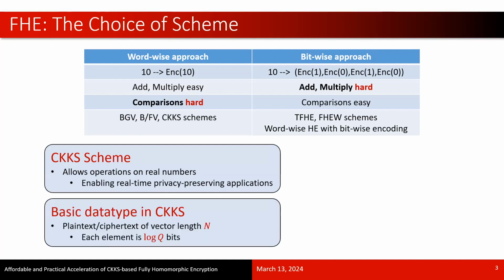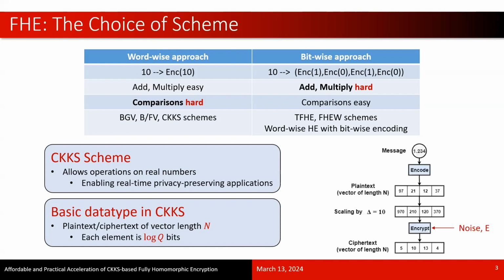The basic data type in the CKKS scheme, because of the underlying ring learning with errors encryption scheme, consists of vectors of length n, where each element in the vector is of log q bits. Given a real number, the first step is to encode it into a plaintext vector of length n. Then we scale it up using a scale factor delta to preserve as many precision bits as possible. Then we encrypt this plaintext vector by adding some random noise to generate the ciphertext, which is a pair of polynomials of length n, and each element in this vector is of log q bits. That's the basic data type in the CKKS scheme.